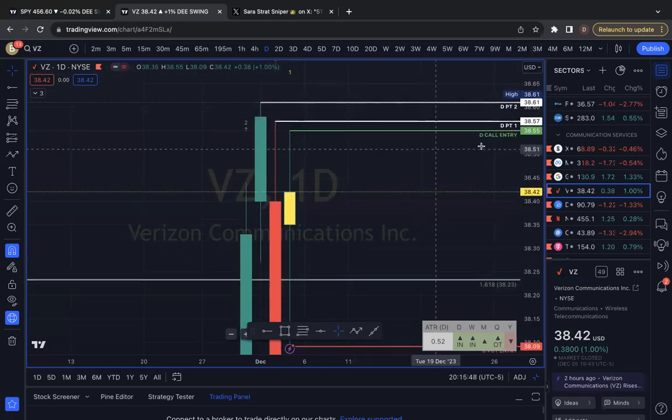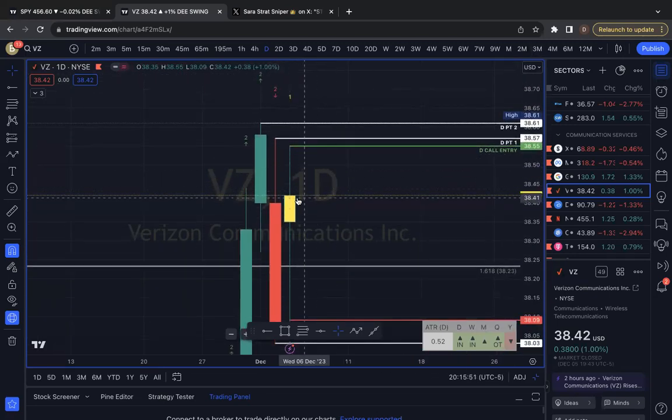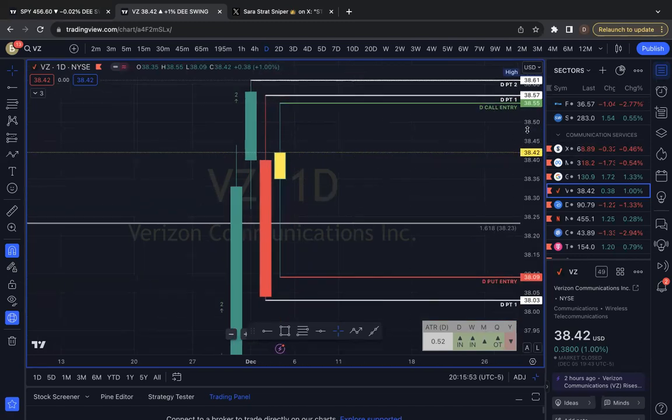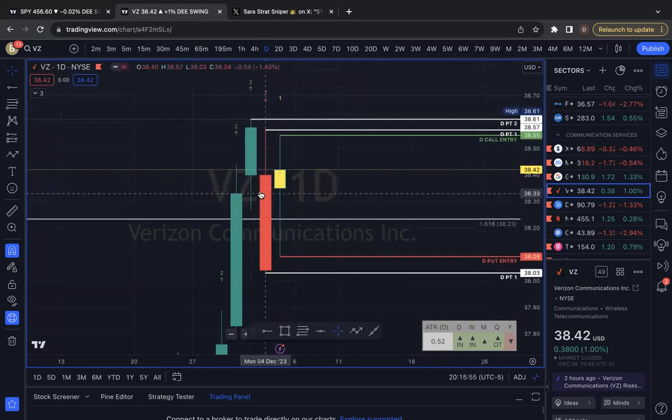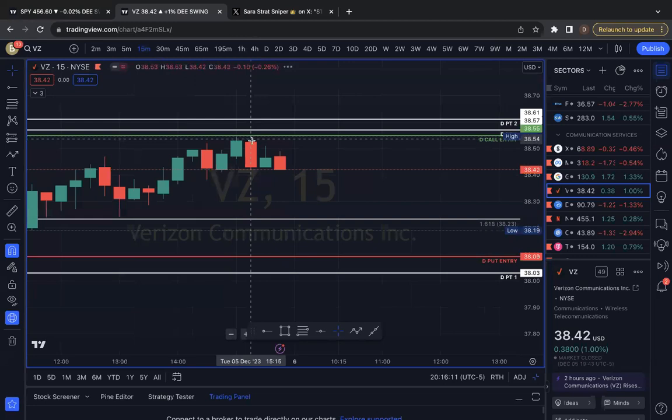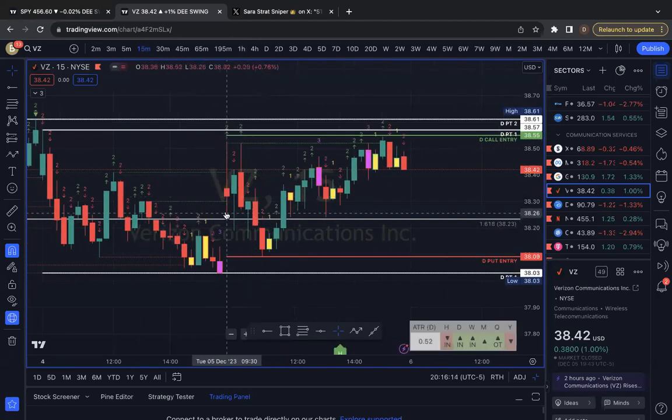So for inside bars, you can play them to either side. Okay. The reason being is because they represent consolidation. Consolidation means you're just going up and down. It has not picked a direction, which means bulls have no control and bears have no control. It's just ranging. So if we go to a smaller time frame, you can see this was the start of the day.